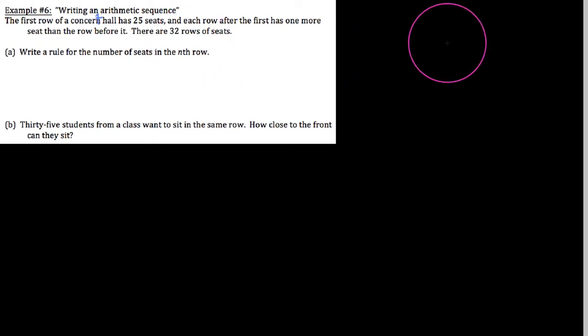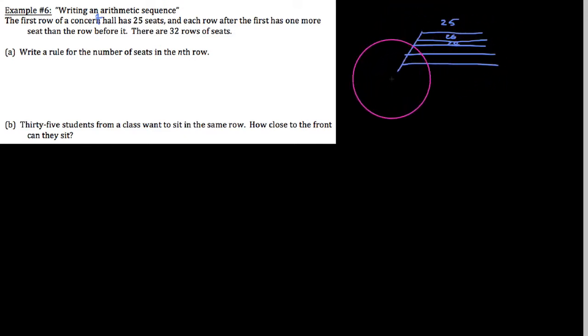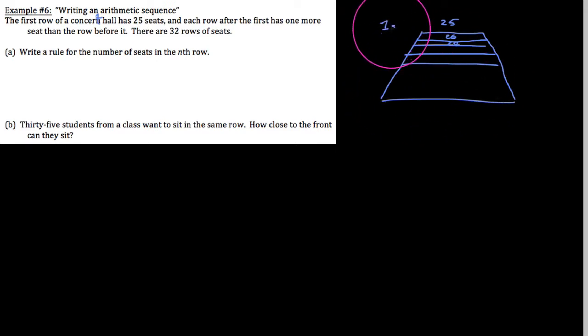Okay, so I suppose we could look at it this way. Here's a row of seats, and the first one has 25 in it. Then you look at the second row, and there's 26 in this row, then 27 in this row, 28, 29 and 30. So we have a kind of trapezoidal configuration, with the first row, second row, third row, all the way down to the 32nd row. So you could look at this as a sequence of 32 things, going up by 1 every time.